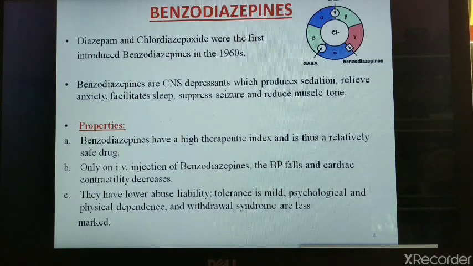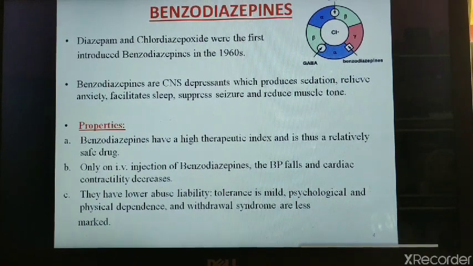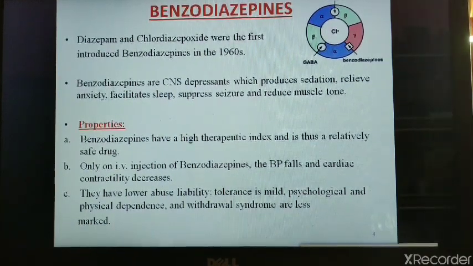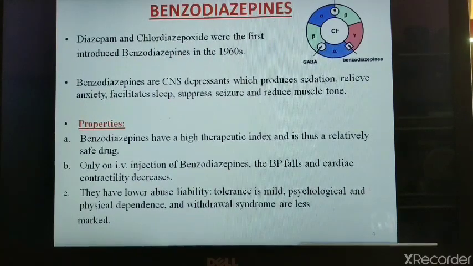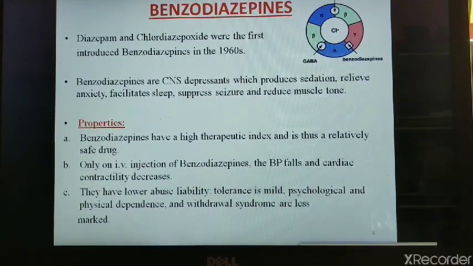It has a high therapeutic index and high safety margin, so the drug does not produce adverse effects at that amount, and very few withdrawal syndromes are also marked. It also produces lower psychological and physical dependencies, which are the most important problem in the case of barbiturates.